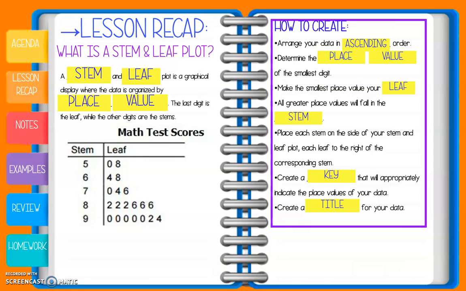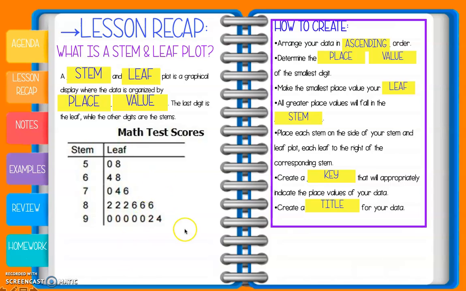All right, guys. So today we talked about stem and leaf plots. A stem and leaf plot is a graphical display where the data is organized by place value. It's a different type of statistical display, broken up by place value. The last digit is the leaf. Our leaves are our smallest place values, and then everything else is the stem.